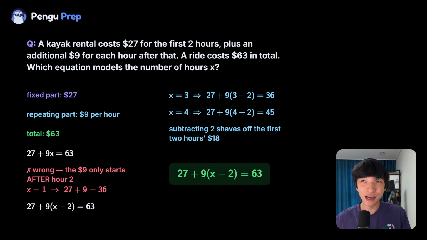Now, if you're really keen, you may have noticed that this equation isn't applicable for when t is less than 2. Because imagine that you just rode the kayak for 1 hour. Then you would have to pay $27 without the additional cost of $9 or whatsoever. But if you plug in 1 into this equation, you get 27 minus 9, which is $18. So effectively, we have discounted your price unintentionally. And so this equation only works for when t is greater than or equal to 2 hours.